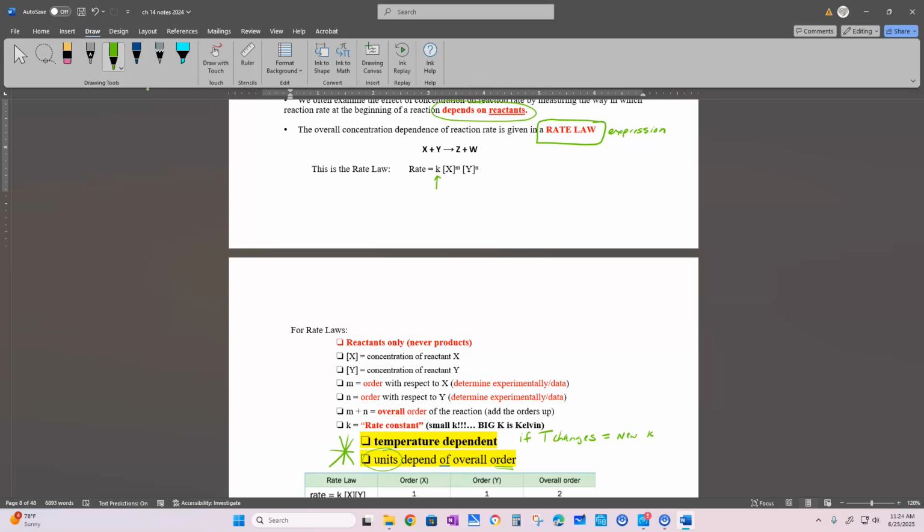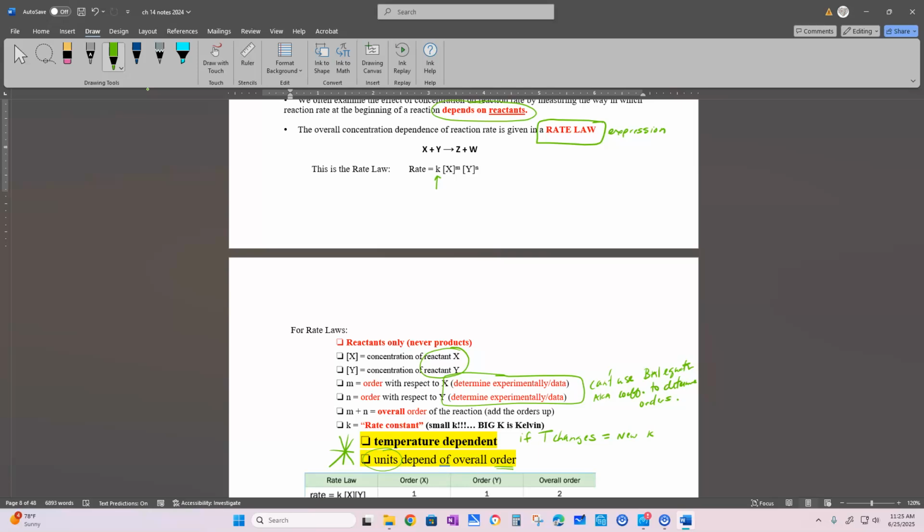Then we have brackets X. Okay, so obviously X and Y, they are the reactants. And then you have this little m and this little n. Well, these are called orders. And in order to determine the orders, we need data. We can only do this experimentally. Okay, so you can't use the balanced equation, as in coefficients, to determine orders. Doesn't work like that.